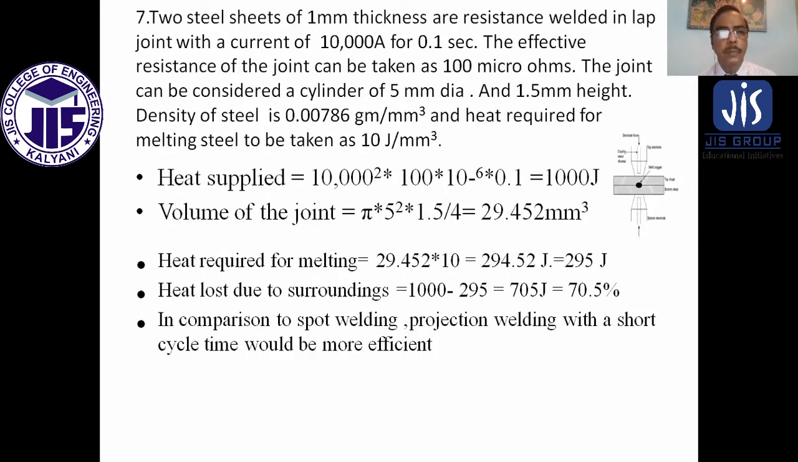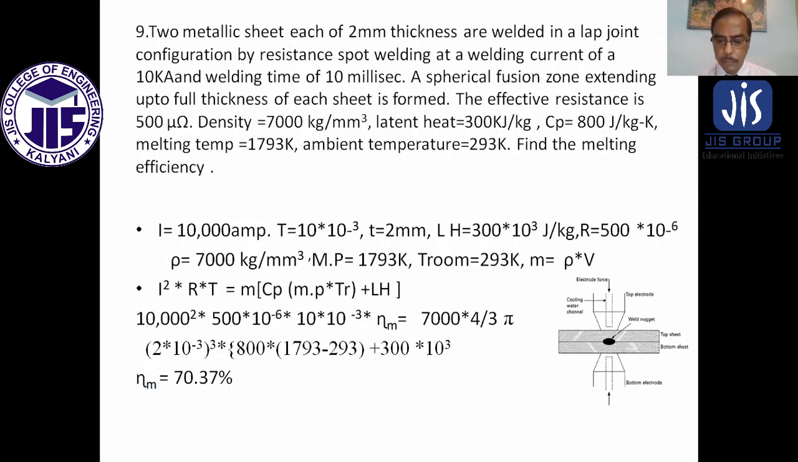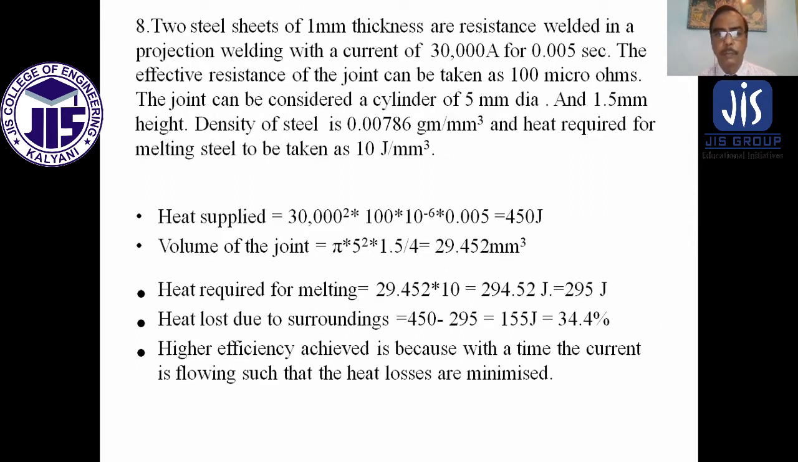Two steel sheets of 1 millimeter thickness are resistance welded in a lap joint with a current of 10,000 ampere for 0.1 second. The effective resistance of the joint can be taken as 100 micro ohms. The joint can be considered a cylinder of 5 millimeter diameter and 1.5 millimeter height. Density of steel is 0.00786 gram per cubic millimeter, and the heat required for melting steel is taken as 10 joule per cubic millimeter. This is the heat supplied.